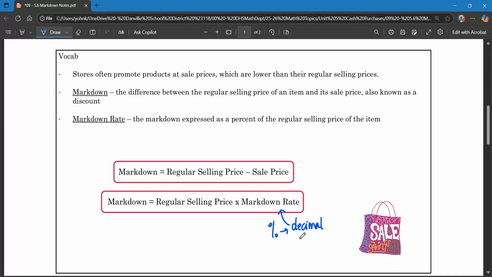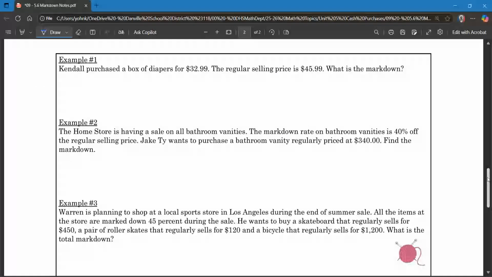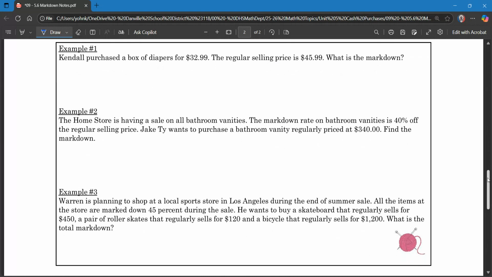So let's see how we calculate savings. Kendall purchased a box of diapers for $32.99. The regular selling price was $45.99. What is the markdown? So the markdown is how much money did she save. So take the bigger price, $45.99, and subtract the smaller price, $32.99. This gives us a difference of $13. That means Kendall saved $13. That's the markdown, or the discount.